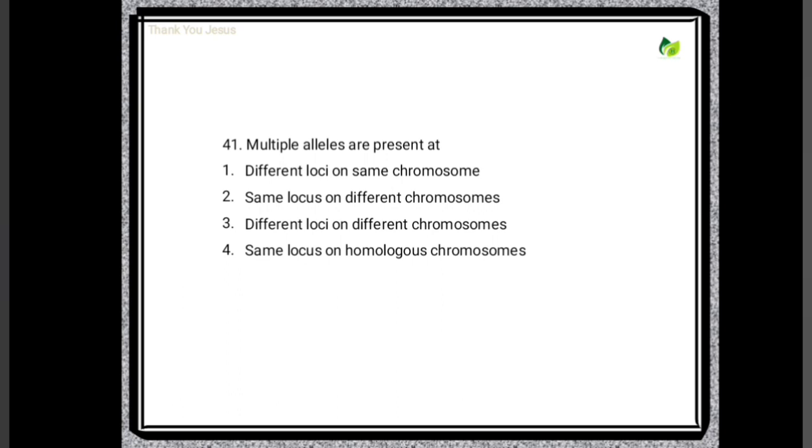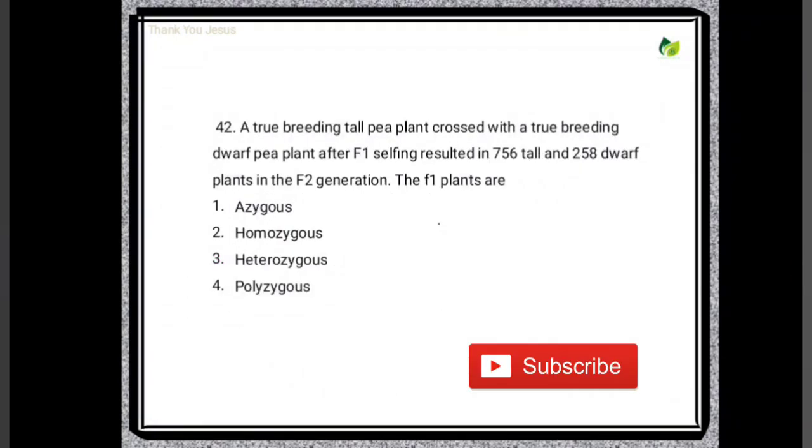Multiple alleles are present at. Options are different loci on same chromosome, same locus on different chromosomes, different loci on different chromosomes, same locus on homologous chromosomes. Let's see the next question.